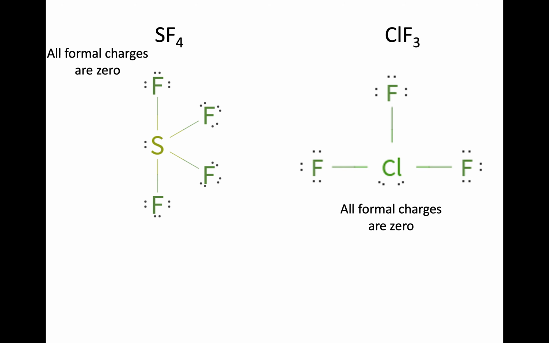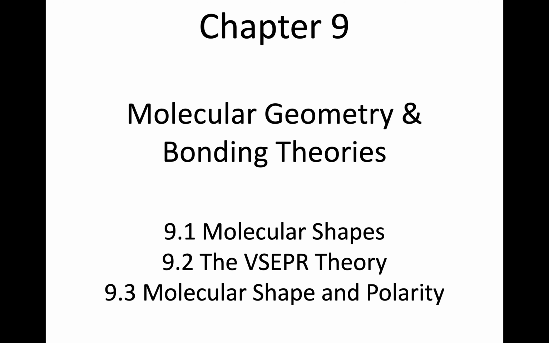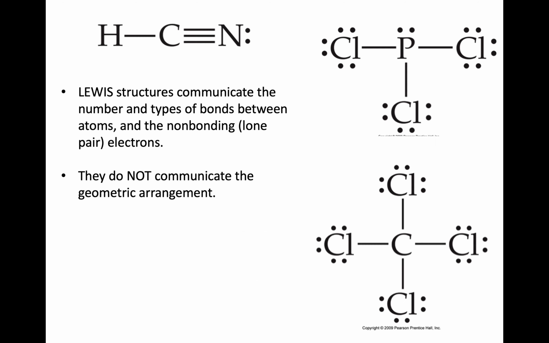Another idea from Chapter 8 was being able to draw Lewis structures for hypervalent molecules. Both of these are examples, and these are ideas that we'll also use in Chapter 9. So let's get started. The Lewis structures we've been drawing effectively communicate the number and types of bonds that we have, and also the presence of non-bonding lone pair electrons. But they don't tell us the geometry.